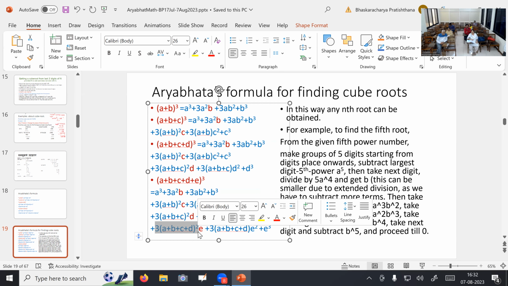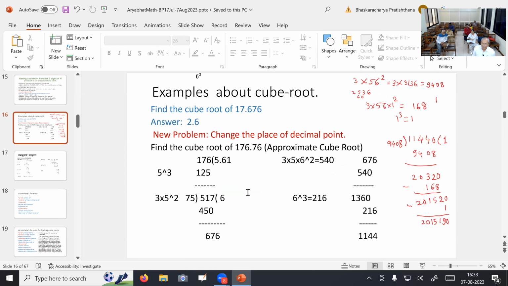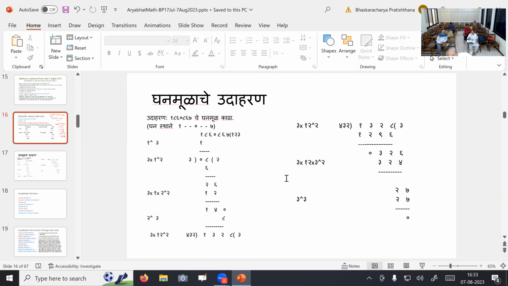So let me just go to an example. Now see, certain things are actually remembered in this. Let me go to the previous example. Then this thing will become more clear.